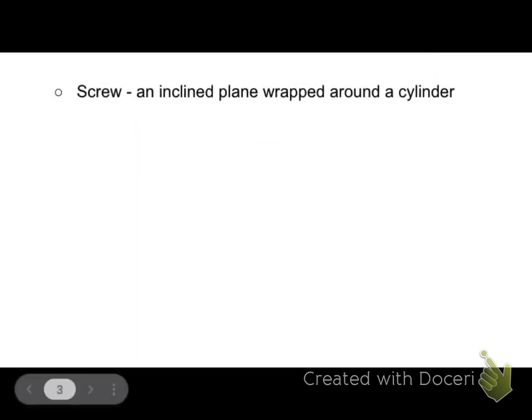Let's talk about the next one. A screw is an inclined plane that's wrapped around a cylinder. So the most obvious example is one that you have experienced if you've ever tried to join 2 pieces of wood together. Okay? And that's an actual screw that you might use in woodworking class. Another good example is a bottle cap. Anything that's got those grooves on it so that you can screw it together.